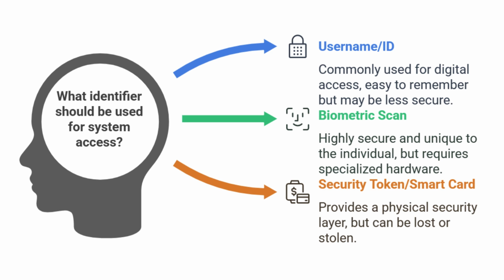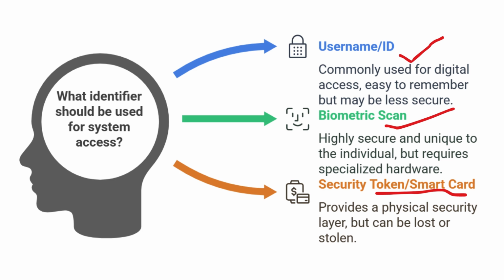Identification methods, proving who you are. Identification is the first step in any access control system. It answers the question, who are you? When you try to access a system, you provide an identifier, which could be a username or employee ID number, or a biometric scan such as a fingerprint or facial recognition, or a security token or a smart card.